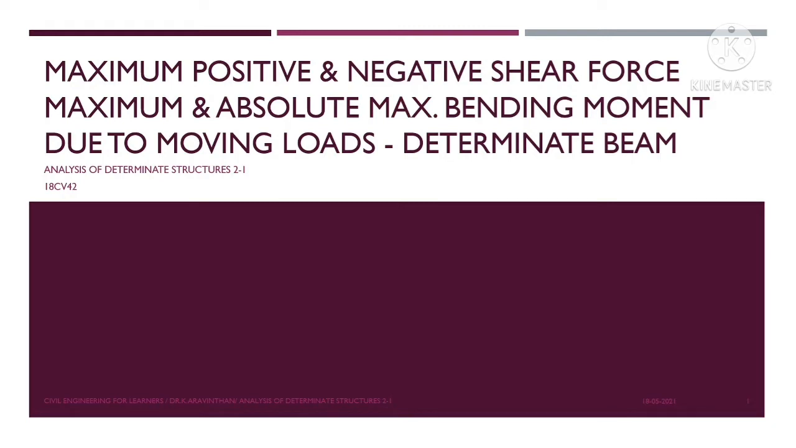So let us find how these things vary and how to find these values. And also bending moments are taken into two types, that is maximum bending moment and absolute maximum bending moment. So what is the difference between these? Let us discuss all these things in this lecture.